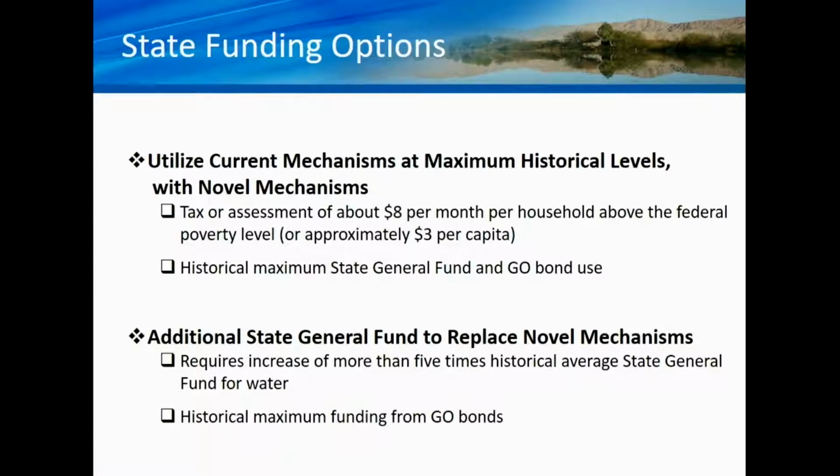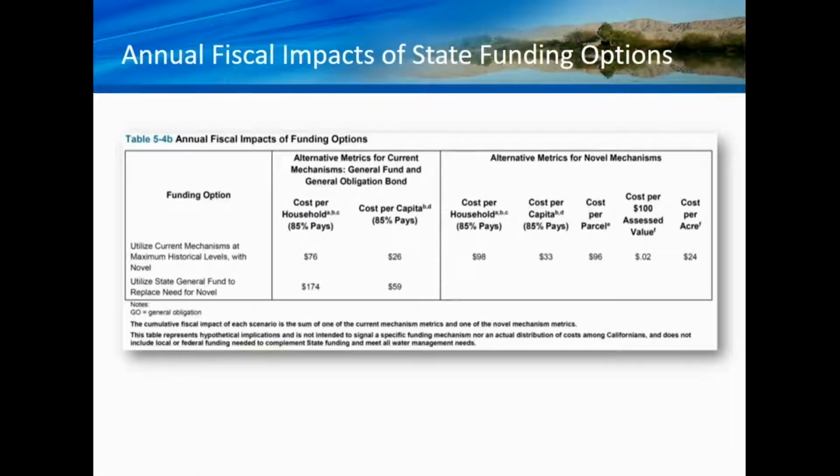So you'd see about an $8 per month per household above the federal poverty level, or about $3 per capita is needed to do that one. And then to replace the novel mechanisms, we could go to the state general fund if we didn't go to those kind of fees and things. And we would see a 5-time increase in the state general fund. But remember, it's only about 2 to 3% of the general fund right now, so we could probably see that.